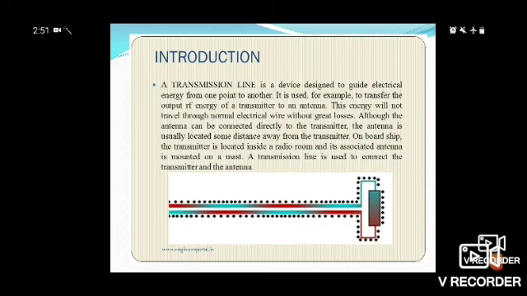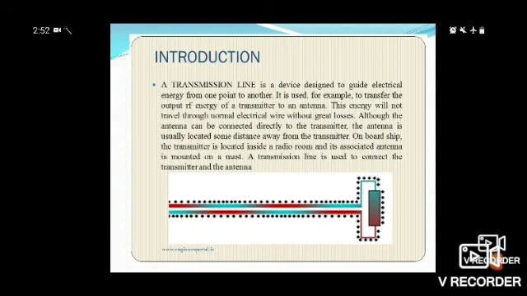That means whenever we see the transmitter, it is not going to be placed on the terrace of the building. Why? Because it is located inside a room, which is going to be called the radio room, and it is associated with the antenna which is mounted on the mast, that is on the terrace.